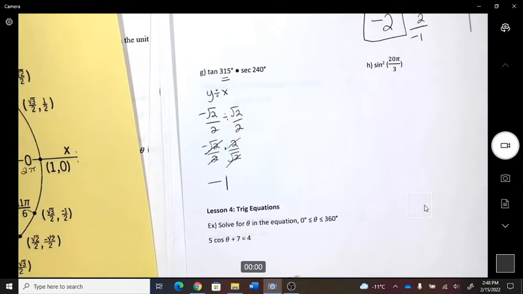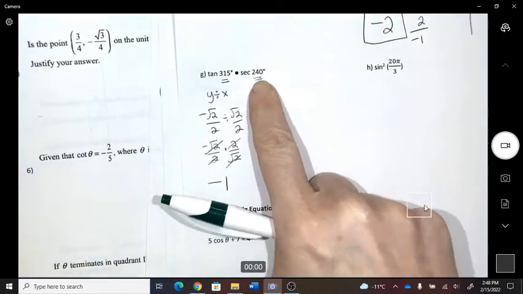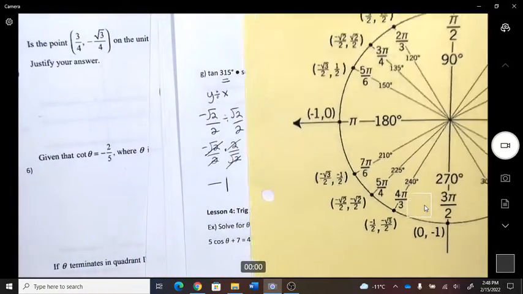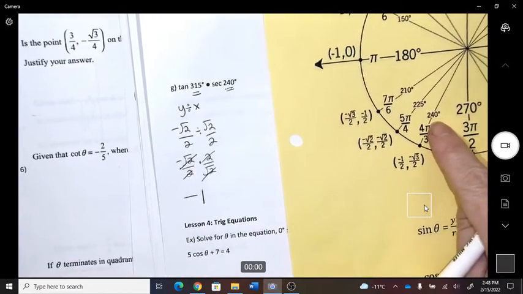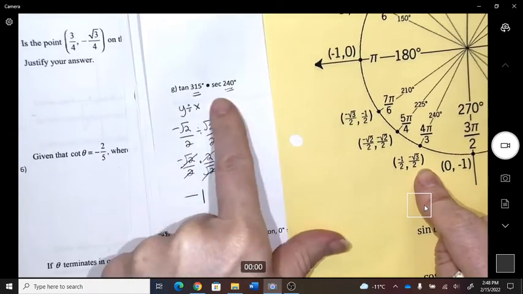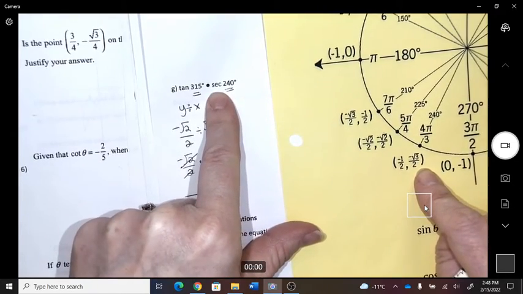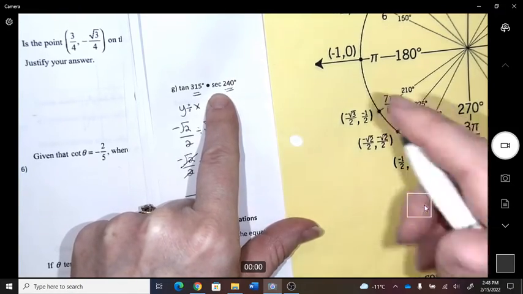Okay, now we've got to do this part. So 240, so again, where do I land? This one's right on there, 240. What should I do? What is the secant all about? You remember the secant? It's the flip of cos.